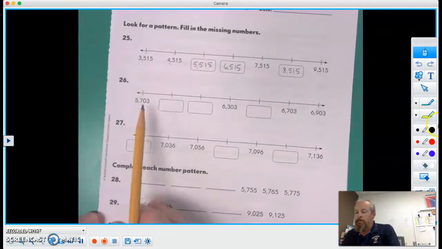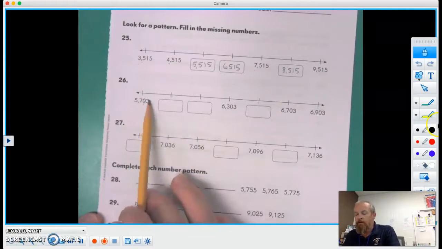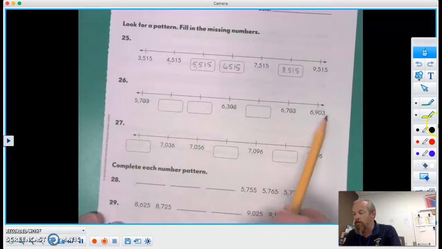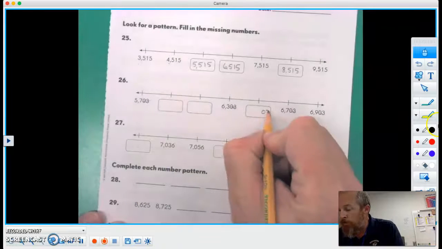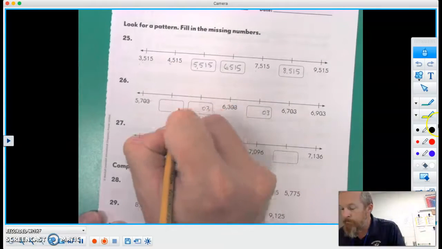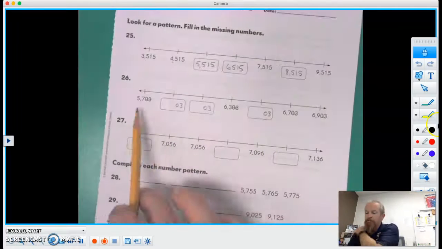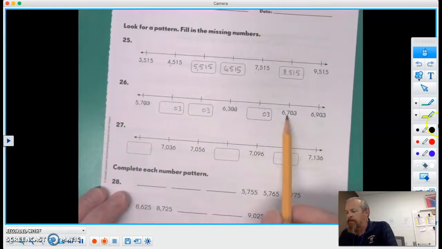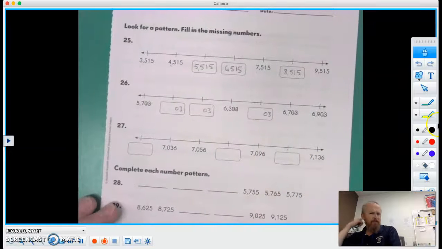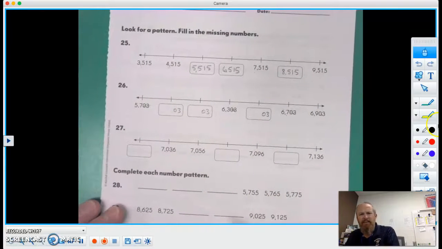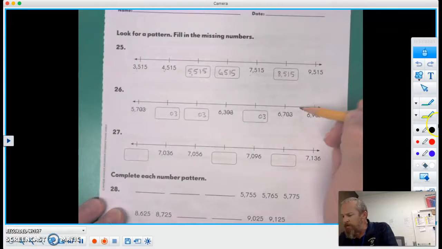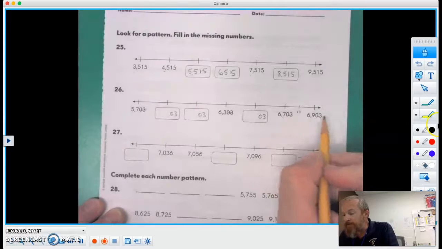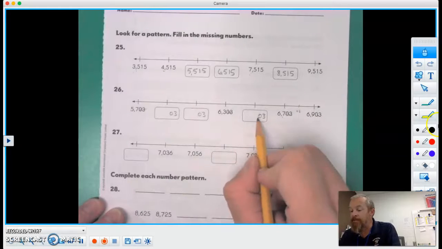All right. 57. Looks like the 03. I see 03, 03, 03. I'm thinking 03 can go in each one. That's a big jump to get there. Let's go this way. 69, 67. Well, that doesn't go in order. 69, 67. Oh, I wonder if, well, 68 would be here, right?